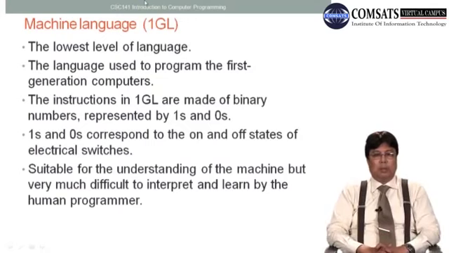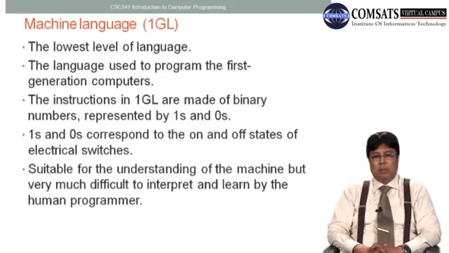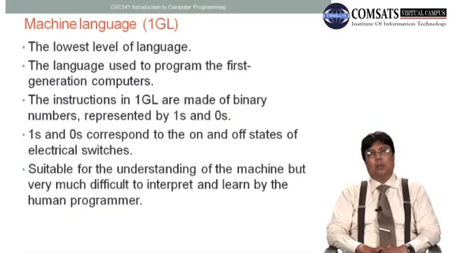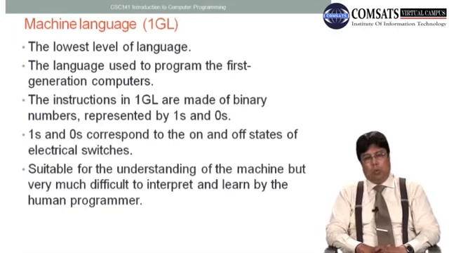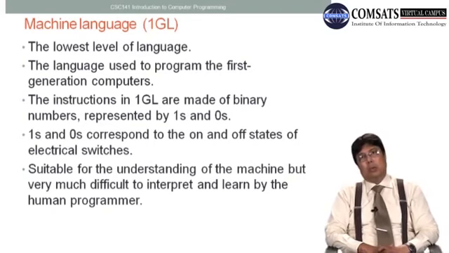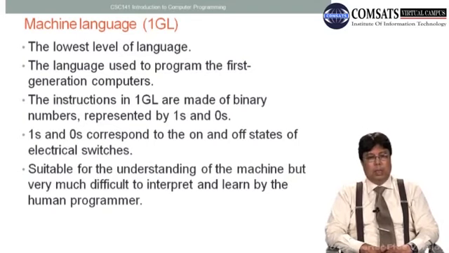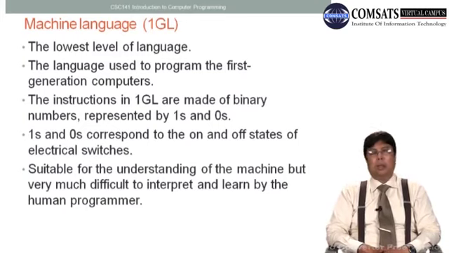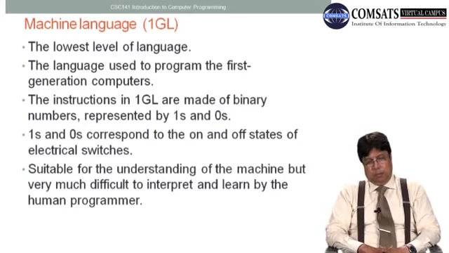Let's discuss the machine language. Lowest level of language, very close to the computer. In the first generation of computers, you were required to tell the computer what to do in a language that could be understood by the computer. The instructions were translated into ones and zeros. Remember, I've explained it to you that every CPU, every processor has got its own instruction set.